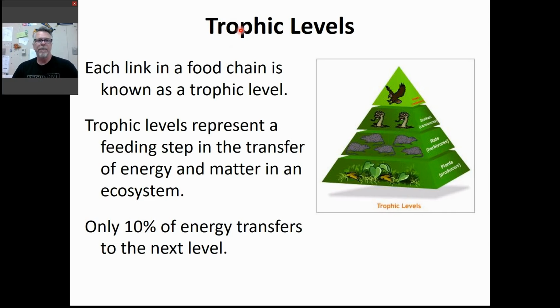Here it is again. So each link in a food chain or each level in an energy pyramid represents a trophic level. And these levels represent feeding steps in the transfer of energy. This is basically a study of who eats whom, right? And we will talk about this again in a second, but the energy transfer from one level to the next, so from plants to the herbivore, like this rat, is about 10%. We'll come back to that in just a second, but I'm throwing that out there now so you can look forward to it.